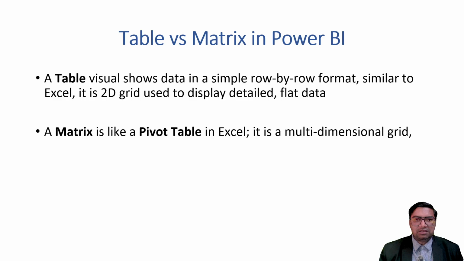A table is basically a visual that shows data in a simple row by row format, similar to Excel. Basically it is a 2D grid used to display detailed flat data, right? And the matrix is like a pivot table. It's a multi-dimensional grid. Let's open Power BI and try to understand it.